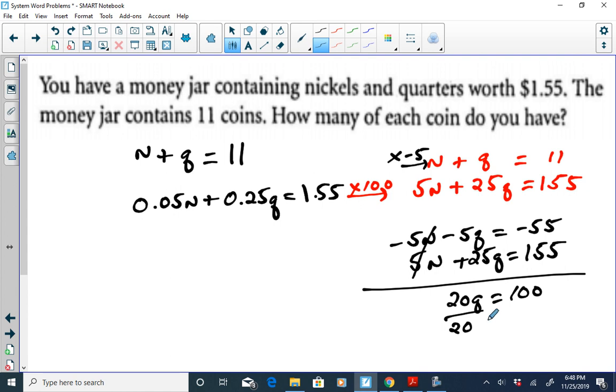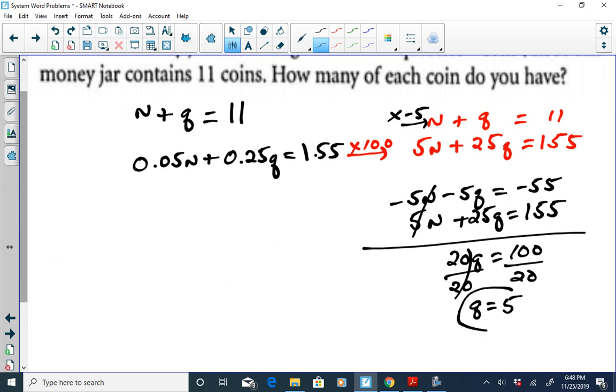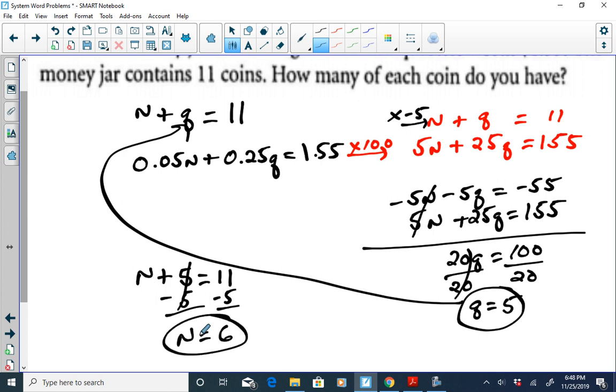When we solve for q, we're going to divide both sides by 20. They cancel. Q is going to be equal to 5. Once I know q is 5, it's pretty easy to find the number of nickels. So I'm going to go back to that original equation and replace q with 5. So we have n plus 5 is going to be equal to 11. To solve for n, we're going to subtract 5 from both sides of that equation, and we wind up with the number of nickels being equal to 6. So we have 6 nickels, we have 5 quarters.